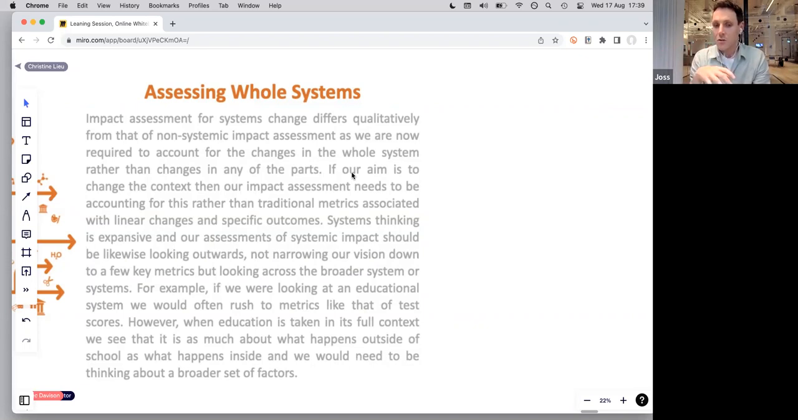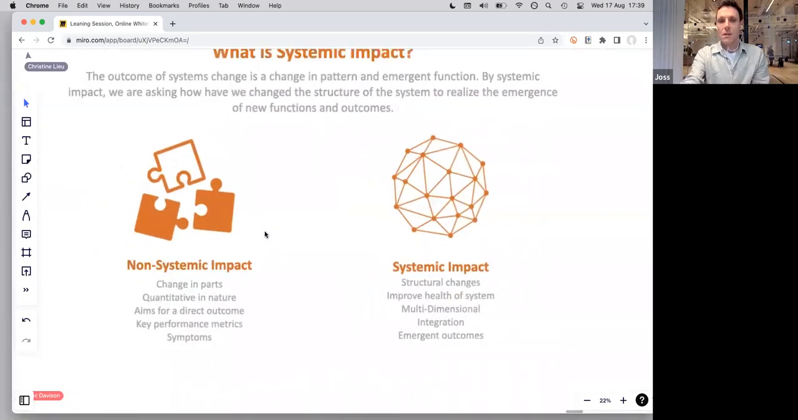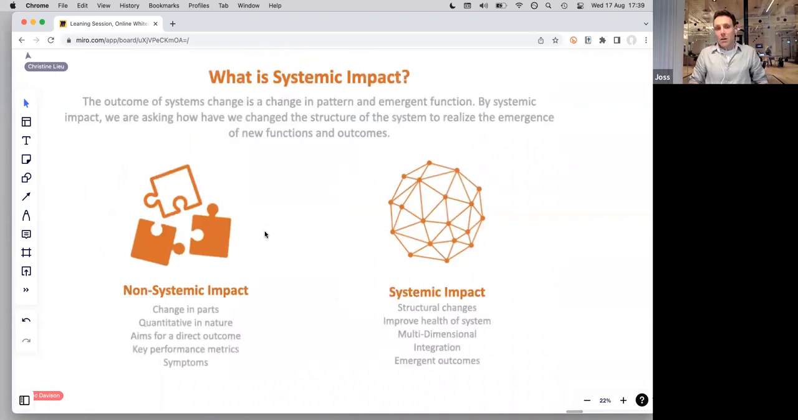A reductionist approach would look at these specific test metrics, should we say. If we think systemically, in a systems way about this, we look at the broader context, which is the whole context within which this person is learning, and try to think about that. So this kind of lays it out in quite a straightforward dichotomy between the two.